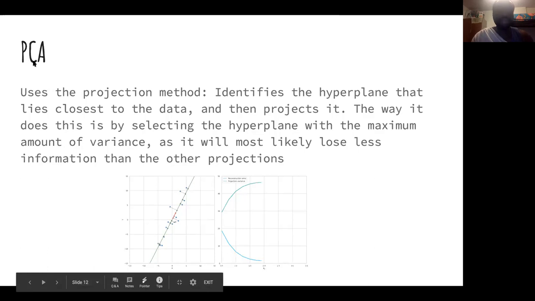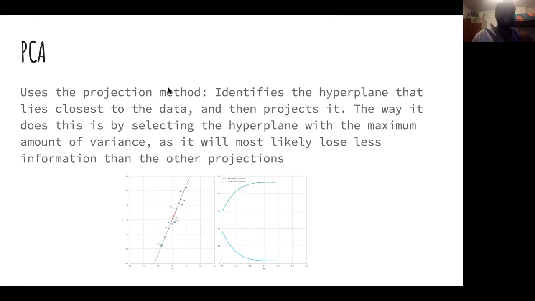PCA, Principal Component Analysis, uses the projection method. Remember, we talked about projection and we talked about manifold. This one uses the projection method. It identifies the hyperplane that lies closest to the data, and then it picks the hyperplane, or the new plane, that is least likely to lose information.